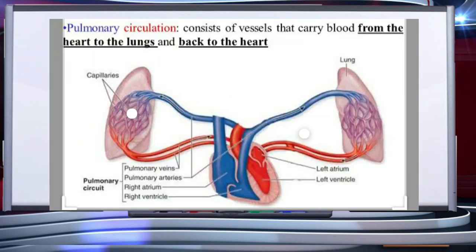Pulmonary circulation consists of vessels that carry blood from the heart to the lungs and back to the heart. The blood pumped by the right ventricle enters the pulmonary artery, whereas the left ventricle pumps blood into the aorta. The deoxygenated blood pumped into the pulmonary artery is passed on to the lungs, from where the oxygenated blood is carried by the pulmonary veins into the left atrium. So this pathway constitutes the pulmonary circulation.